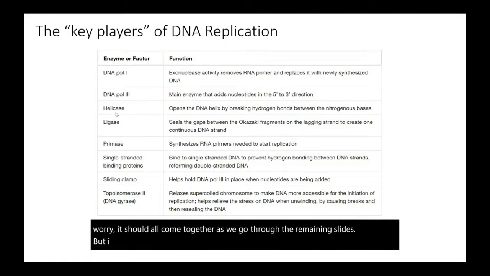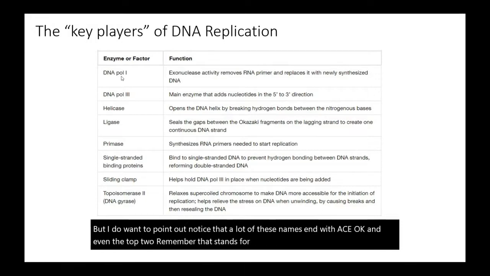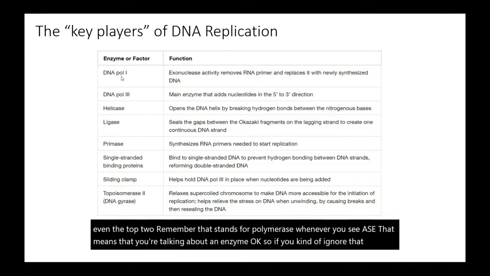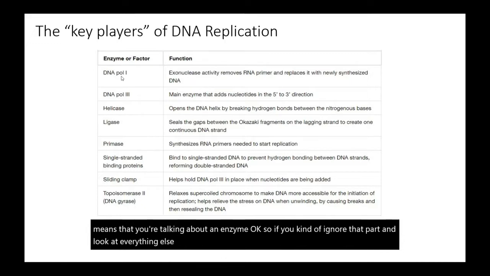But I do want to point out, notice that a lot of these names end with ACE, okay? And even the top two, remember that stands for polymerase. Whenever you see ASE, that means that you're talking about an enzyme. So if you ignore that part and look at everything else, normally the name gives you a hint as to what it does. So check out helicase. ASE says it's an enzyme, so look at the rest of it. Doesn't that look a lot like helix?